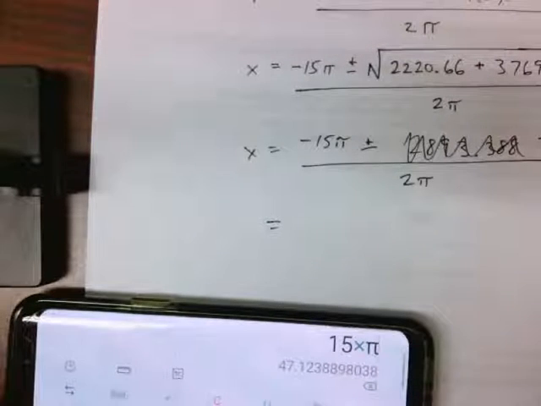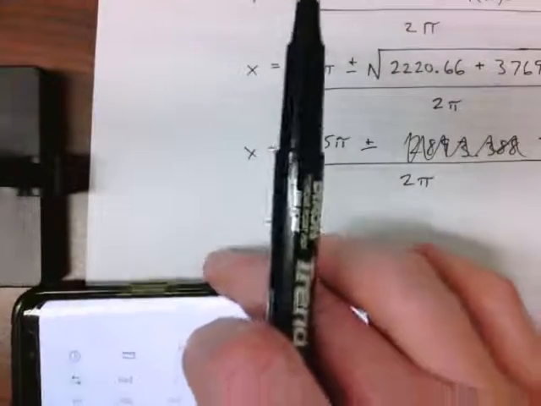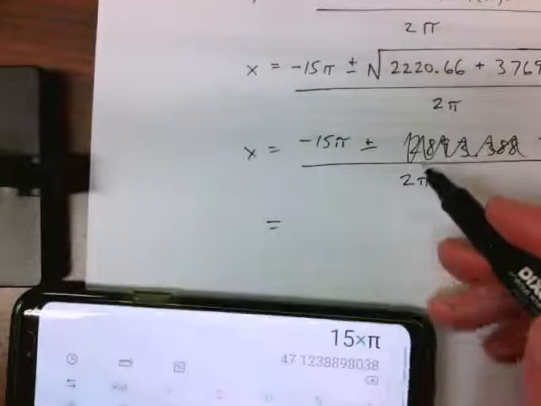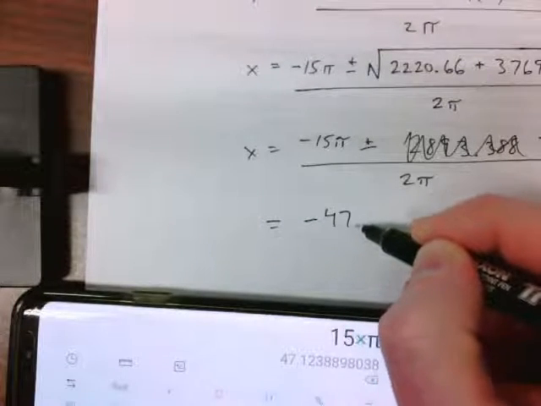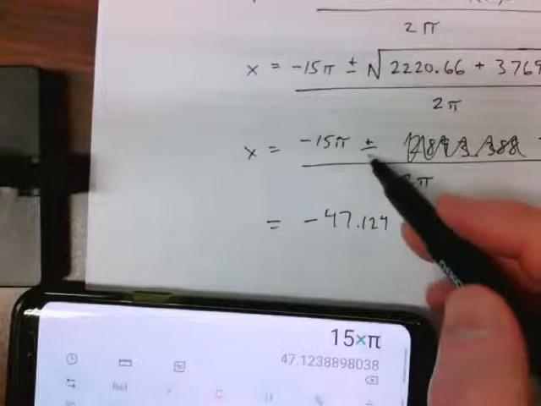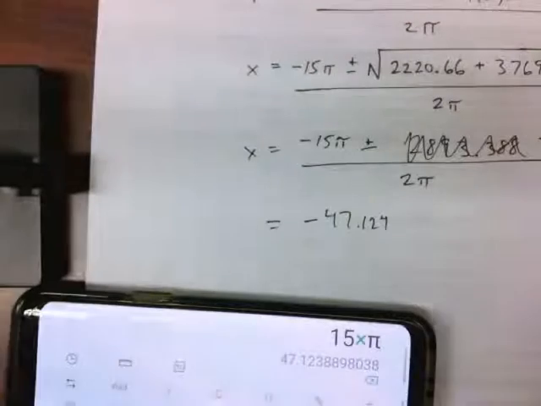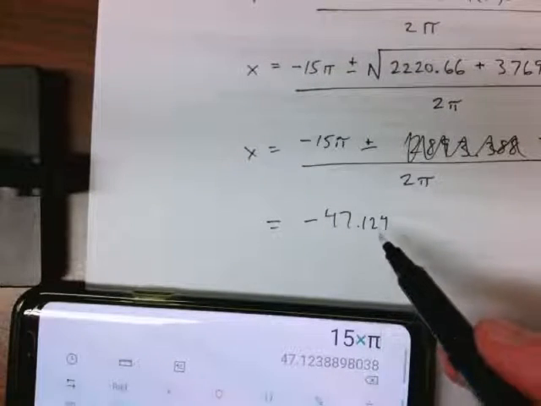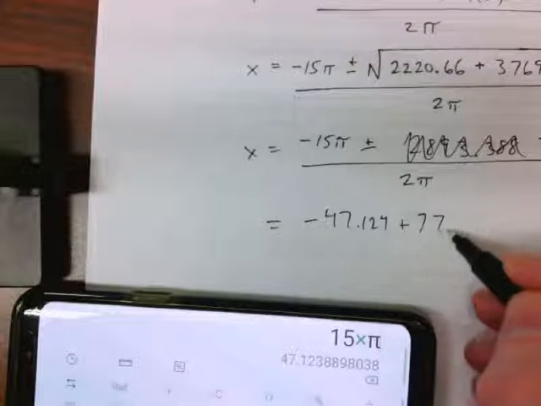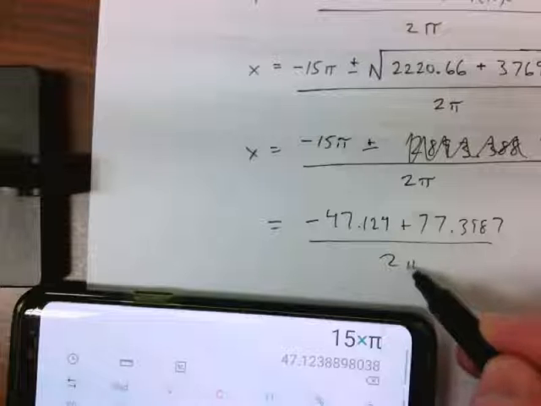Now, for what it's worth, negative 15 pi is going to be negative 47 and change. So it's negative 47.124 plus or minus. If I do minus, this whole thing is negative, and the question is asking what's the radius of the cone. The radius is not going to be negative, so I'm going to reject that. I'm going to add 77.3987 all over 2 pi.